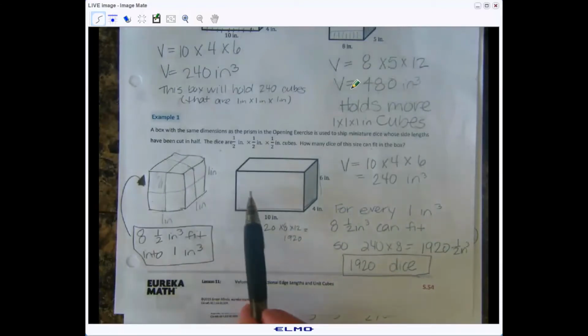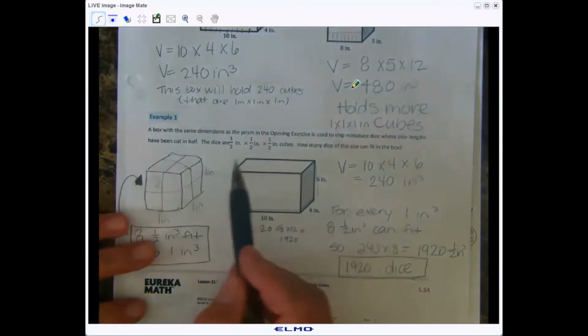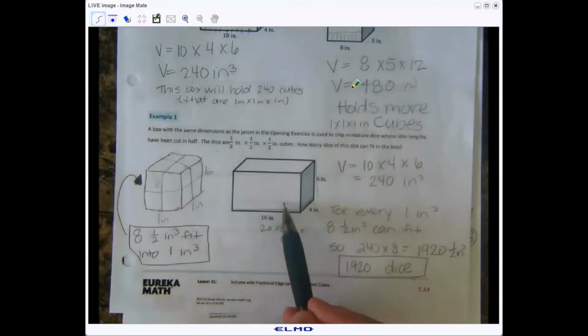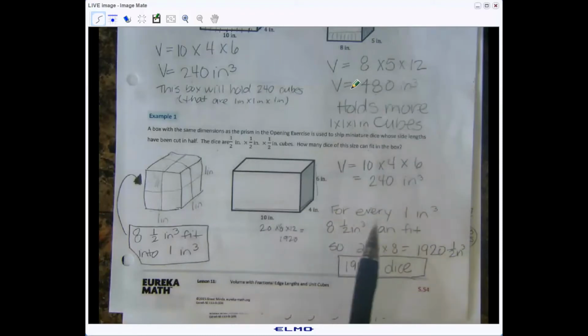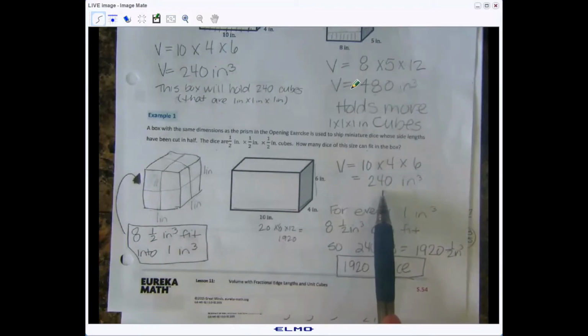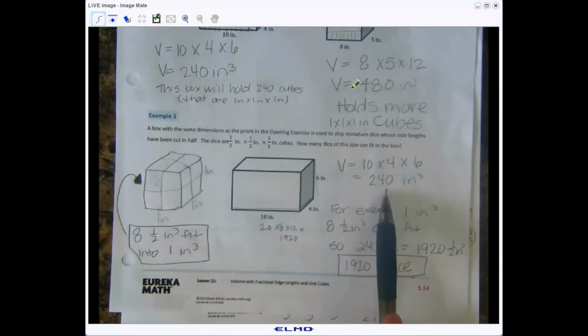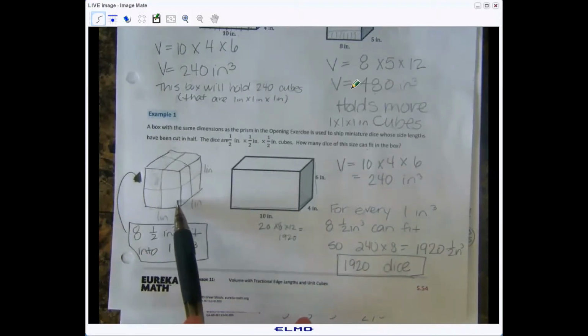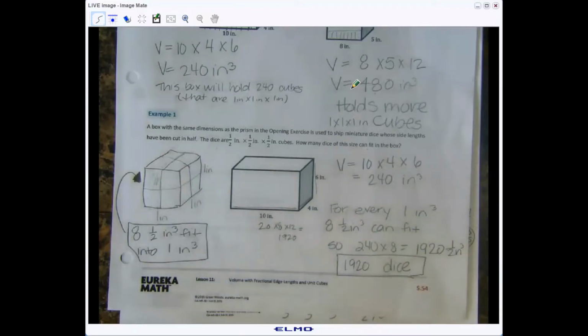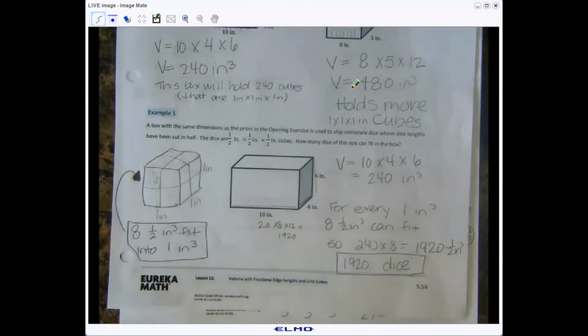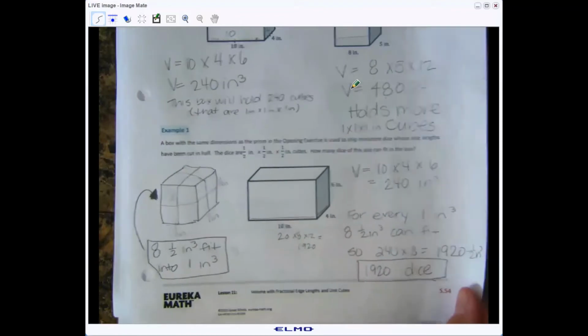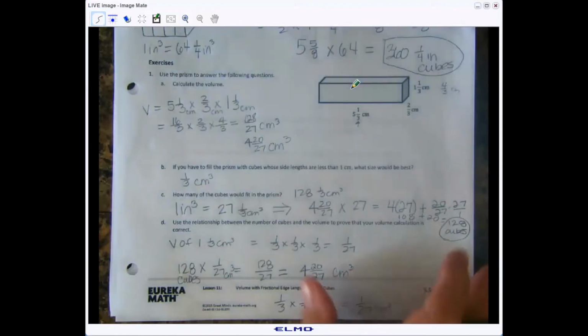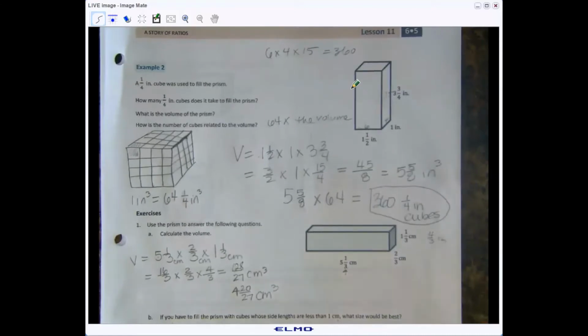So the question is, how many of this size cube, 1/2 by 1/2 by 1/2, will fit in this box? Well, all we have to do is take our volume, which we calculated to be 240 cubic inches. Those are 1 by 1 by 1 inch cubes, and just multiply that by 8, since we know for every 1 cubic inch, you can get 8 half inch cubes. And the answer is 1,920. It's pretty cool. It's just surprising, I think. I hope you think about that a little bit. We're going to have a lot more examples to do more thinking along those lines.